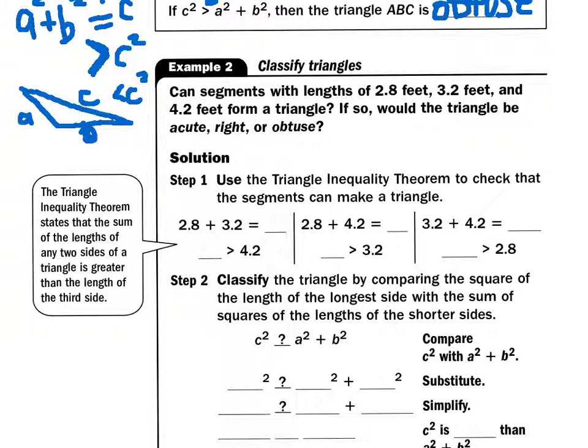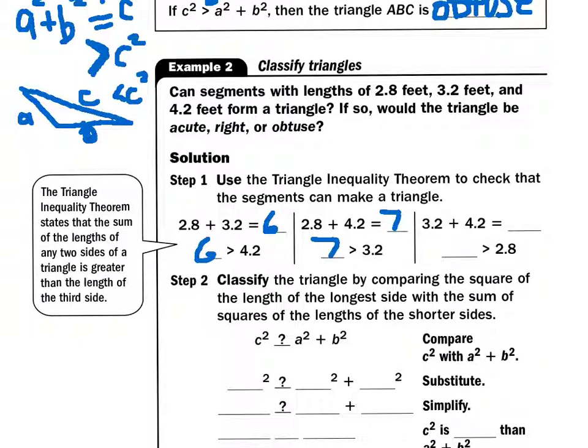Triangle inequality theorem says that 3 lengths can make a triangle if any 2 of them, when you add them together, are longer than the last one. So, step 1, what they did was they just took every possible combination and added it together. And they said that 2.8 plus 3.2 is 6, and 6 is greater than the last length, 4.2. Or we can take the 2.8 and the 4.2 and add up to 7, and 7 is greater than 3.2.